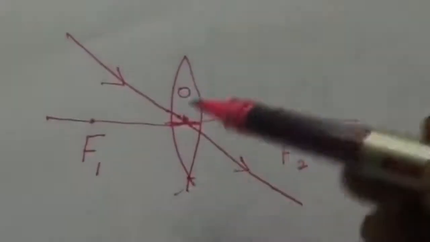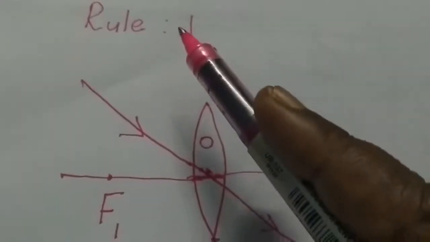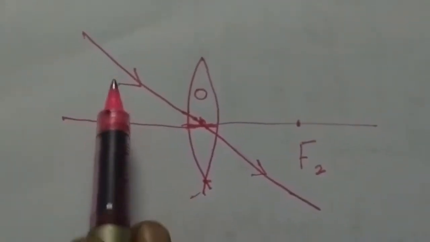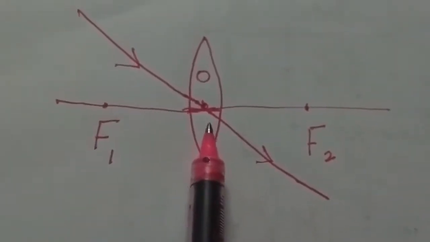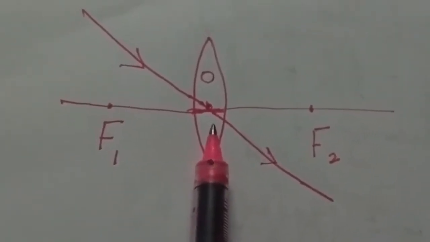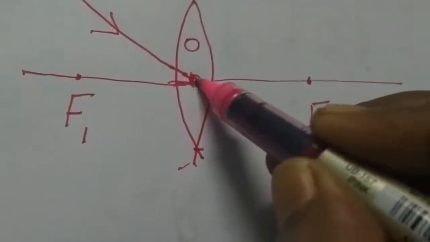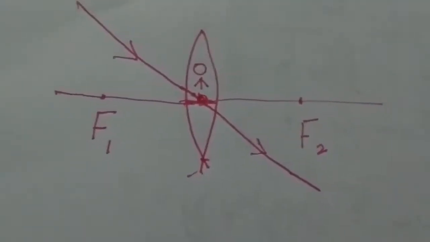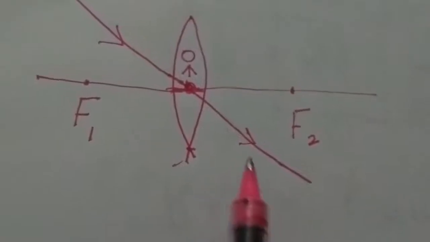So here I have drawn a convex lens. I am now explaining rule 1 to draw the ray diagram. When a ray of light, this arrow mark is nothing but the ray of light, strikes the convex lens obliquely at its optic center, this center point is nothing but the optic center O, it continues to follow its path without any deviation.